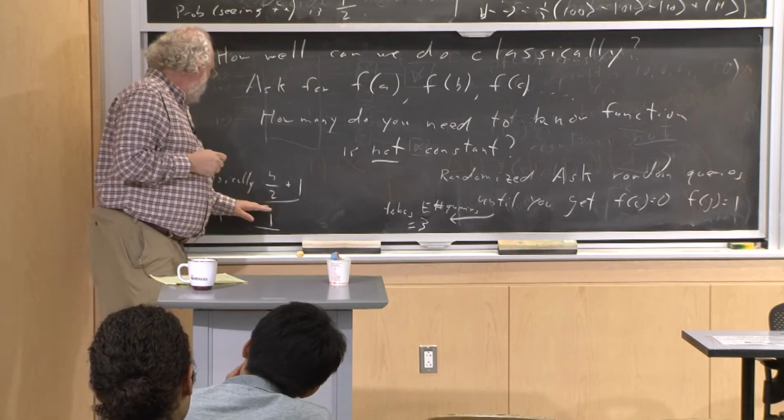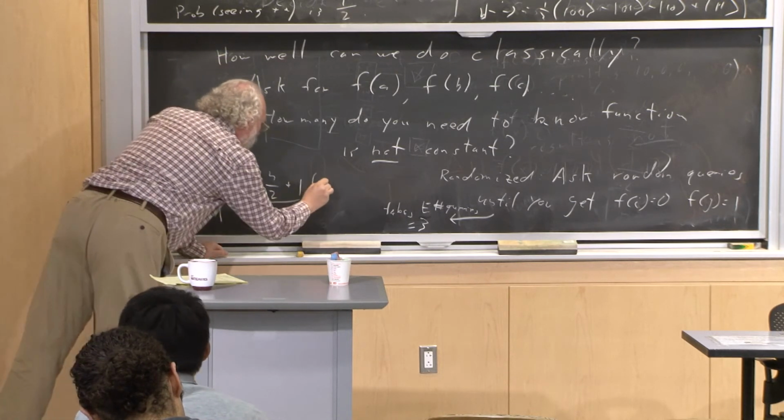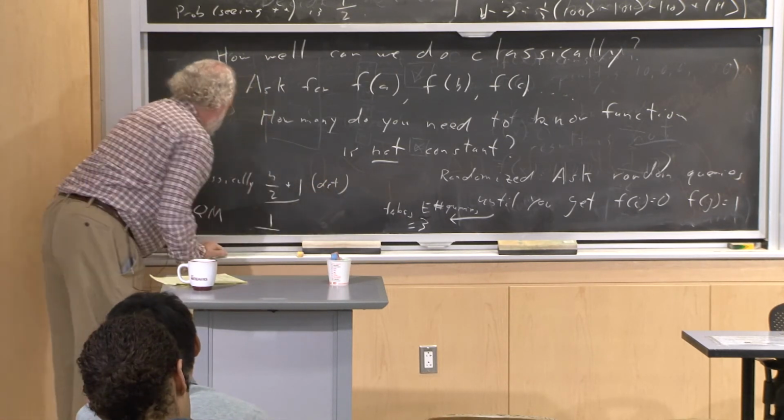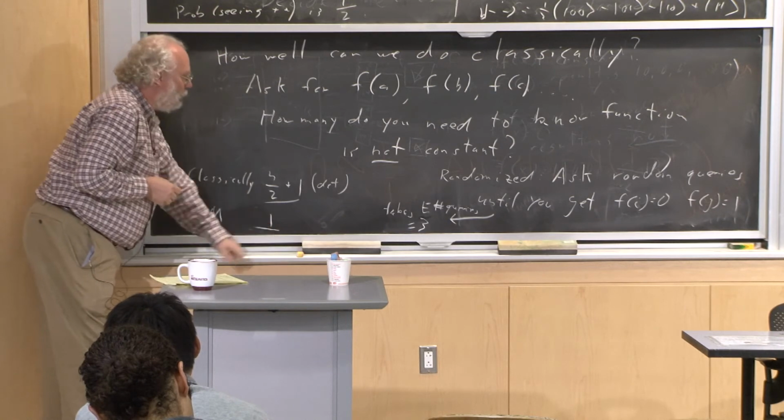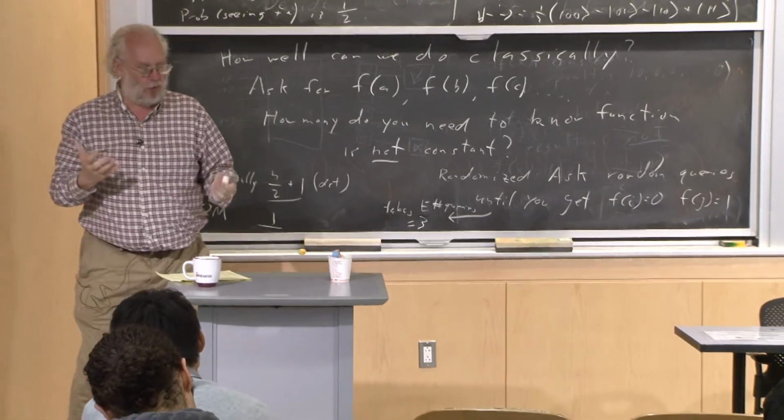So classically, deterministic, it's n over 2. Quantum mechanically, it's 1. And classically, if you have a randomized algorithm, the expected number of queries is 3.